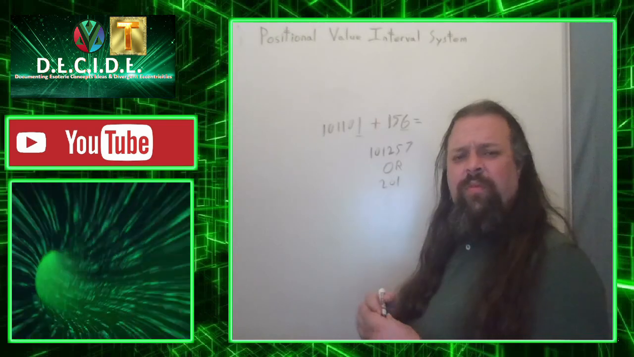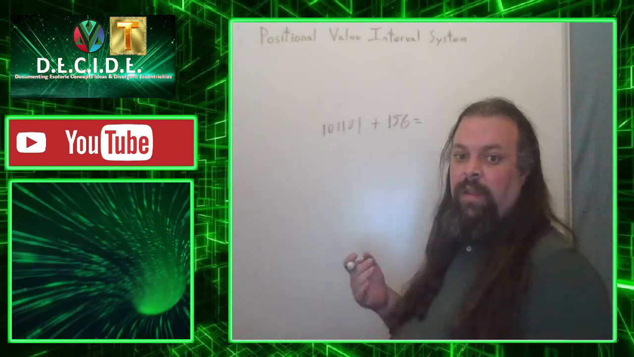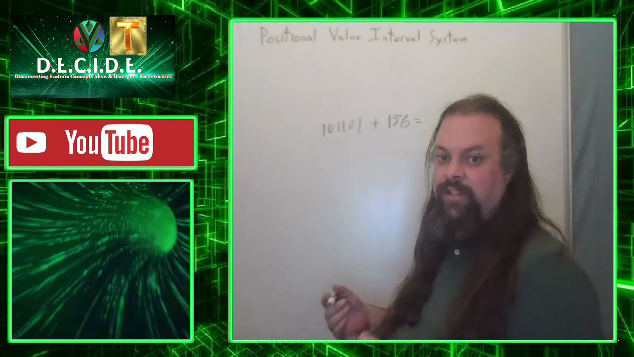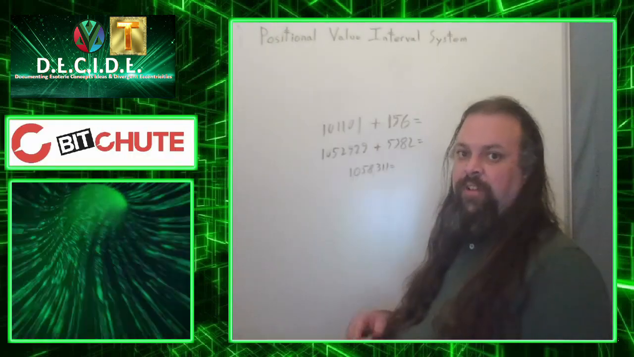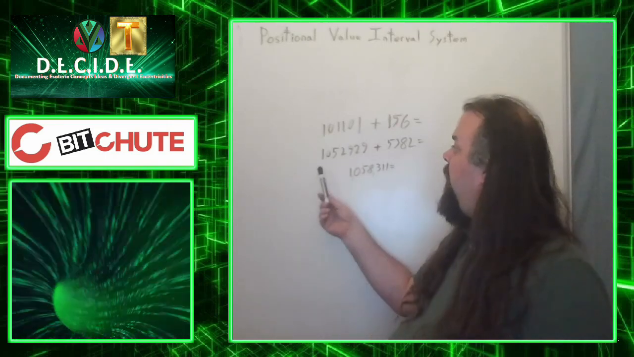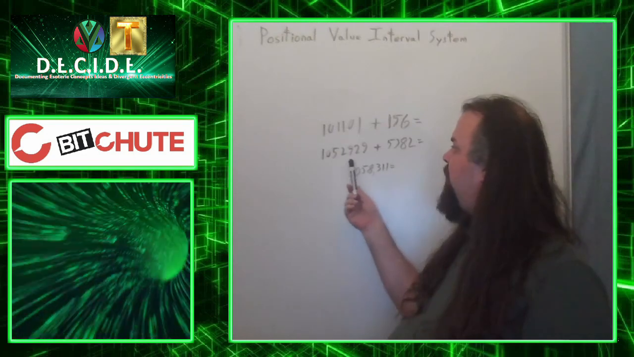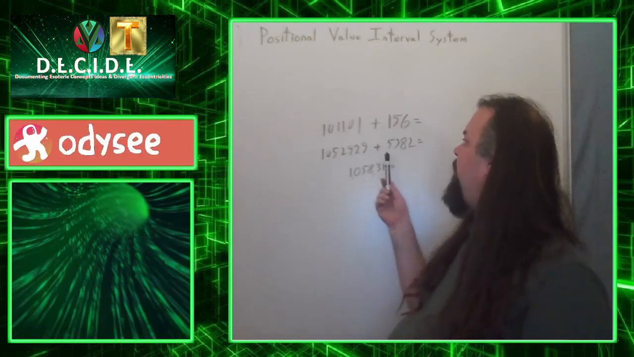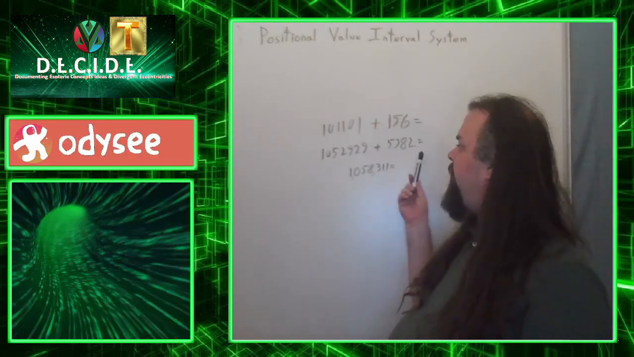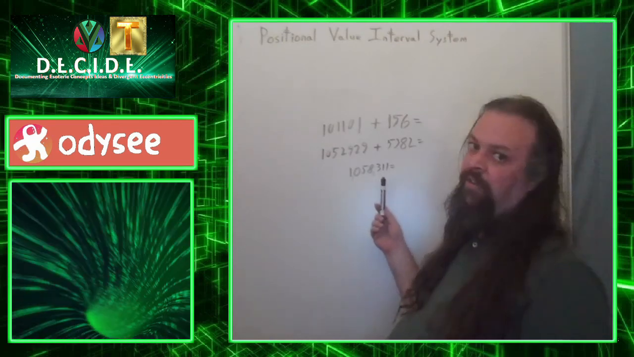But what if both were in base 16? In this case, the answer changes drastically. If we translate the numbers from base 16 to base 10, they become 1,052,929 plus 5,382, which equals a total of 1,058,311.